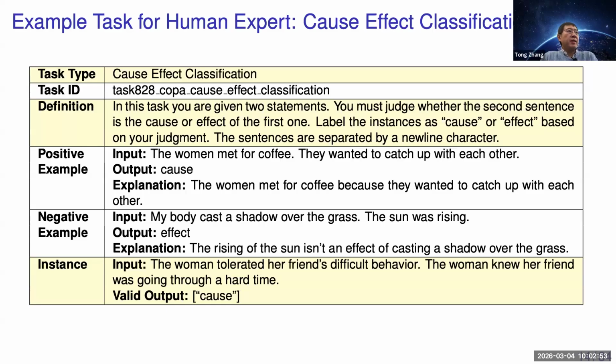This example, essentially, given these examples, you want to ask, this describes these definitions, and it's like in-context learning. Then you classify the valid output: a woman tolerated her friend's difficult behavior. A woman knew her friend was going through a hard time, right? Because she goes through a hard time, therefore tolerate. So it's cause.